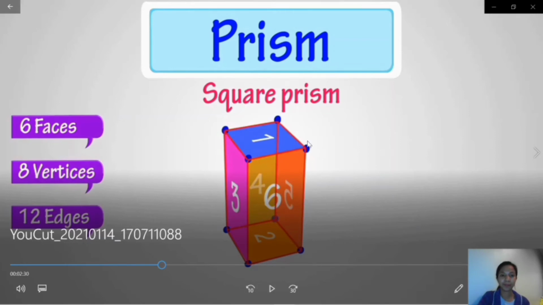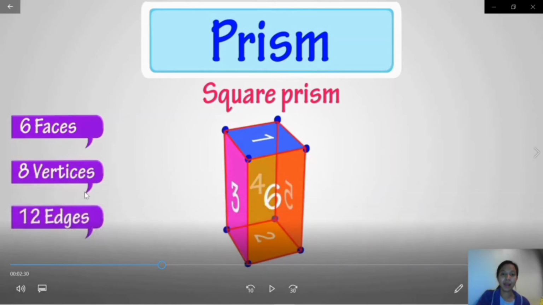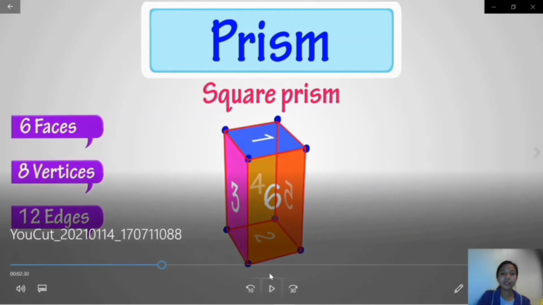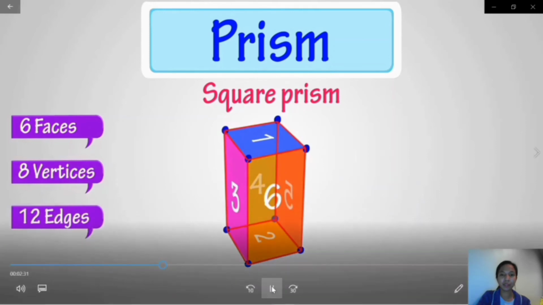Please take note of how many faces, how many vertices, and how many edges the square prism has. Now, let's proceed to the next type.